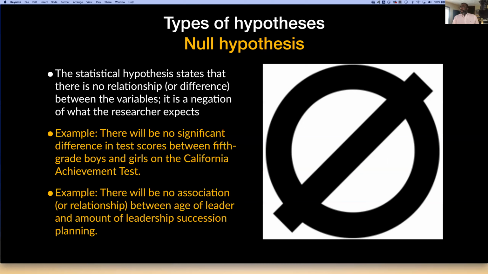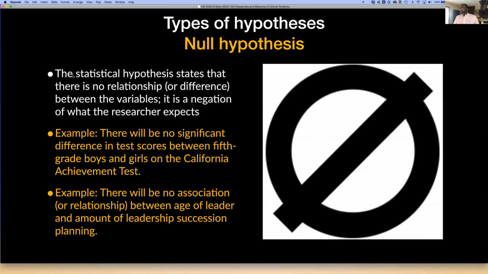Okay. And another version of a null hypothesis is there will be no association or relationship between the age of the leader and amount of leadership succession planning. I like using the language consistently, just saying there'll be no significant difference, or there's no relationship, just being clear. But yes, that is generally what we use.